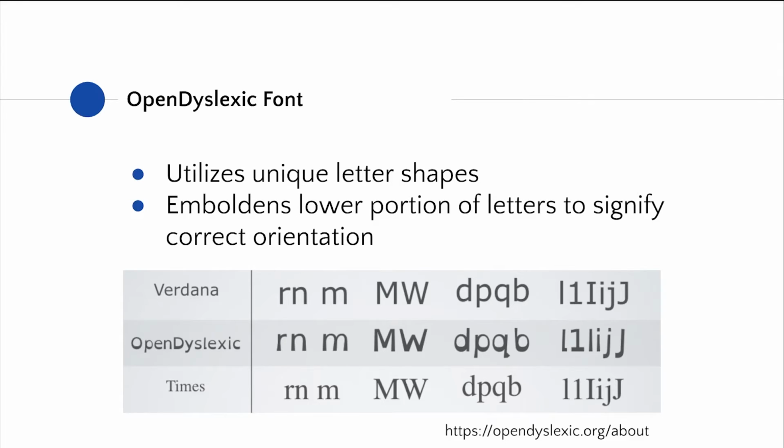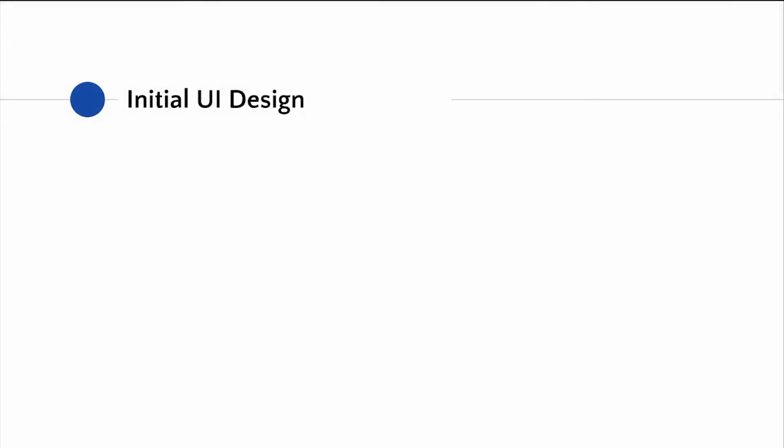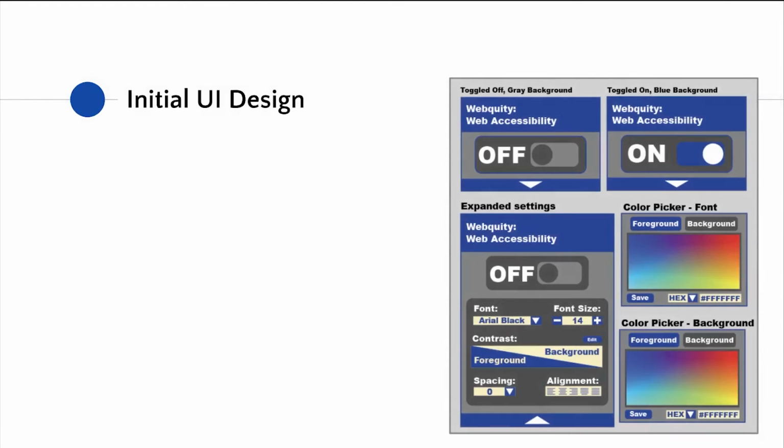It was also important to us to ensure that our extension was user-friendly and understandable for users with dyslexia. Since Chrome extensions are built using the same technologies as web pages, HTML, CSS, and JavaScript, it was important that we held ourselves to the same standards as web pages. This was our initial user interface design.